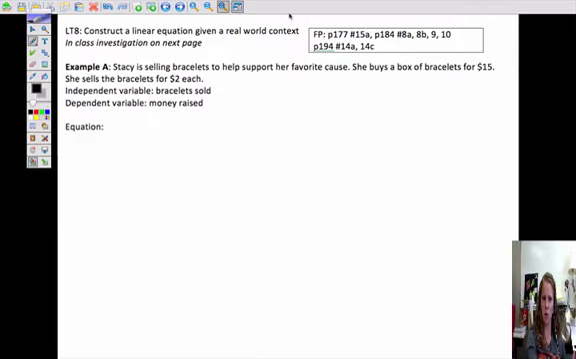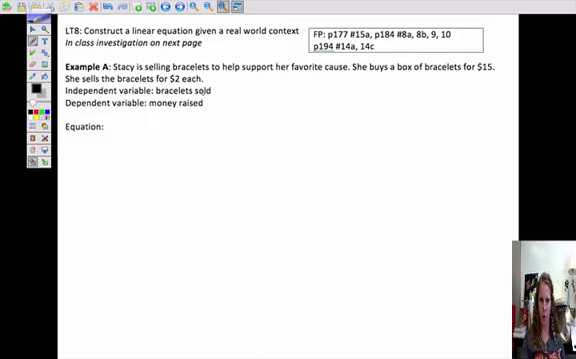So we're just going to look at those examples that were back in Learning Target 6 and that we defined variables for. So we were looking at Stacy, and she was selling bracelets to help her support her favorite cause. She bought a box of bracelets for $15. She sells bracelets for $2 each. So we decided her independent variable was going to be bracelets sold, and her dependent variable was going to be money raised. So the number of bracelets she sold affected the amount of money she raised.